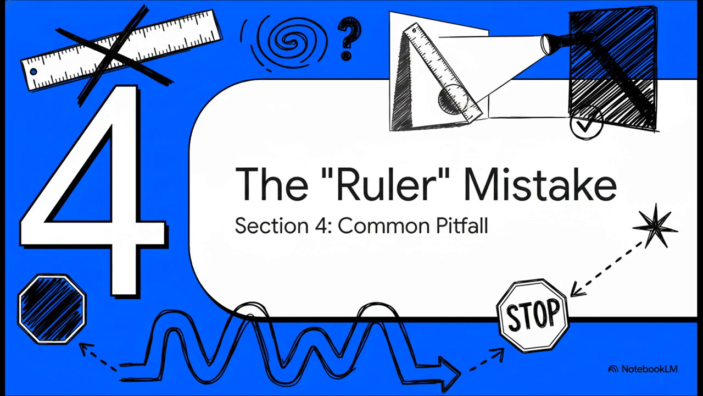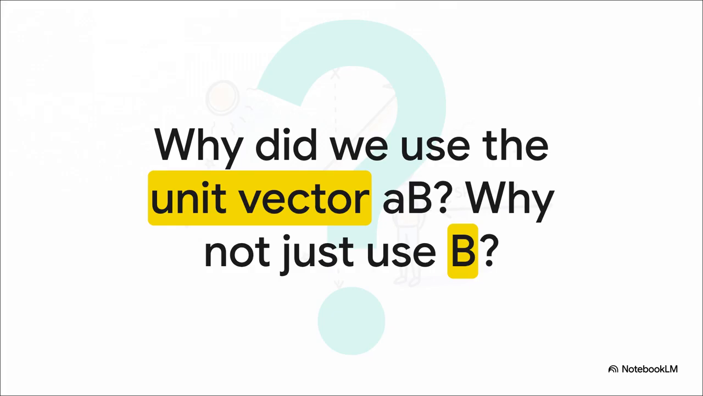Now hang on, before we celebrate, I have to show you the number 1 mistake people make with this stuff. It's a super common trap, but once you see it, I promise you'll never fall for it again. So the question that always comes up is this. Why did we go through all that trouble to make a unit vector? Why not just dot A with the original vector B?